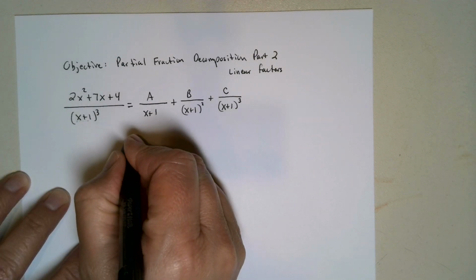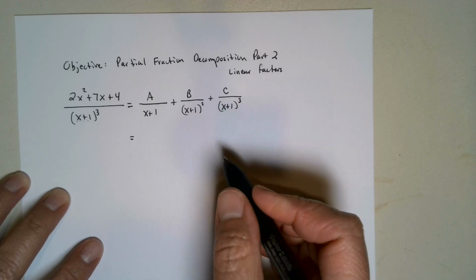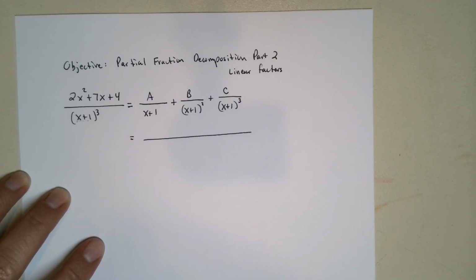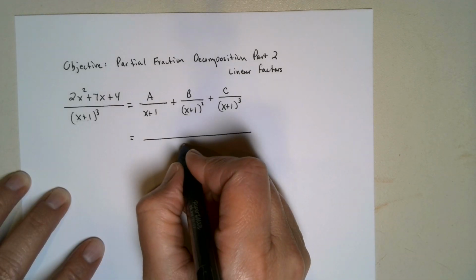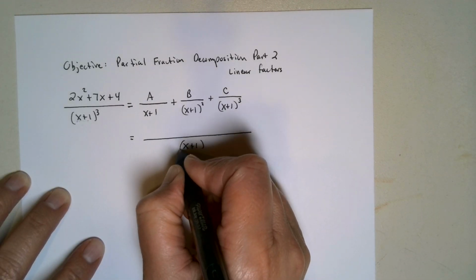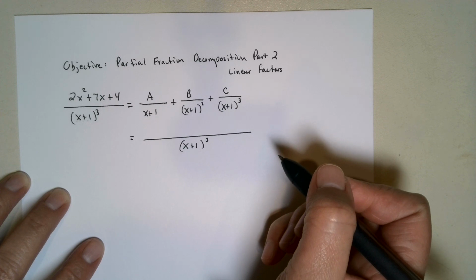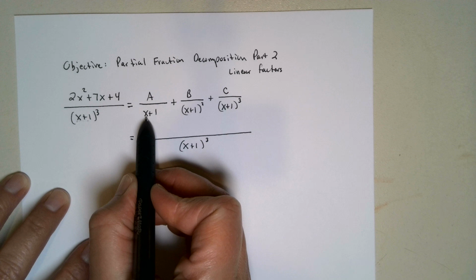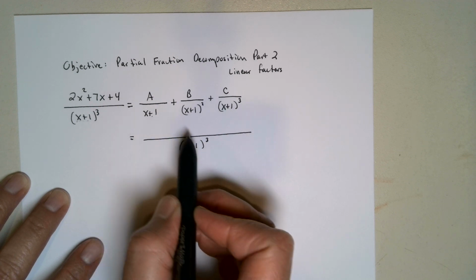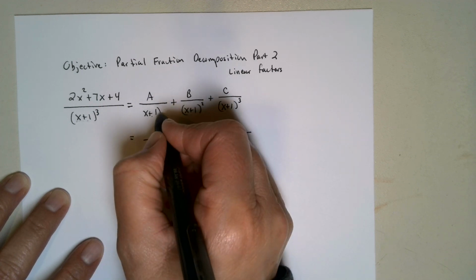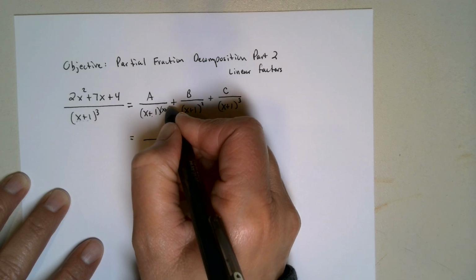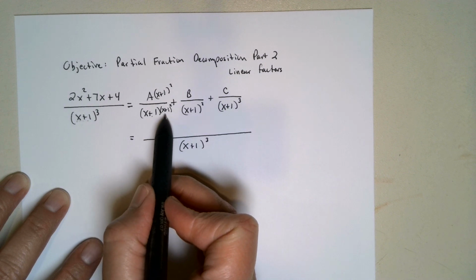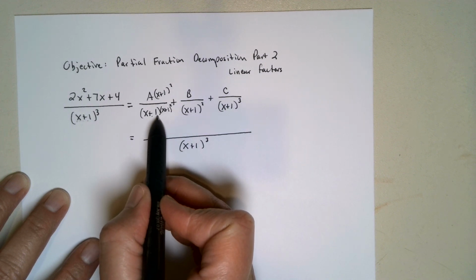The next step in our process was to get these three fractions added together. And we already know that our common denominator is x plus 1 cubed. And so I'm going to start right here. My current denominator is x plus 1. And to change it to x plus 1 cubed, I'm going to have to multiply it by x plus 1 squared. And so I would have x plus 1 squared times x plus 1.